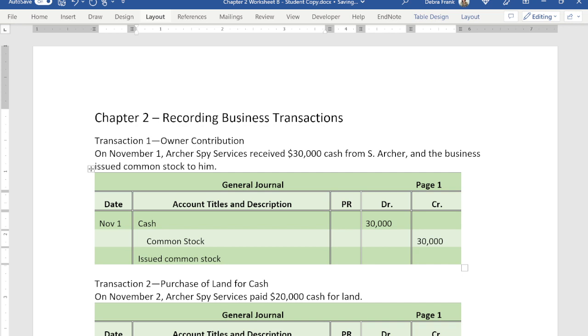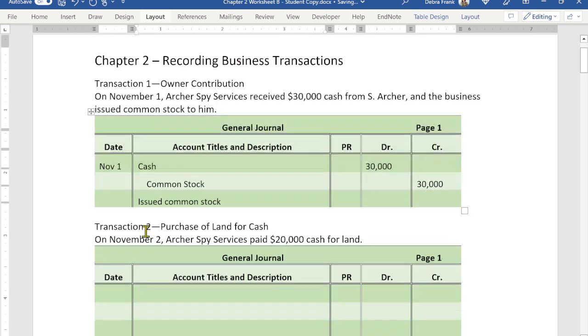But in this case, something like we issued common stock. Okay, so that's in the last line, the description. So we have one debit, one credit, we balance, we're happy. Debits equal credits. All right, we can move on. Let's look at the next transaction.